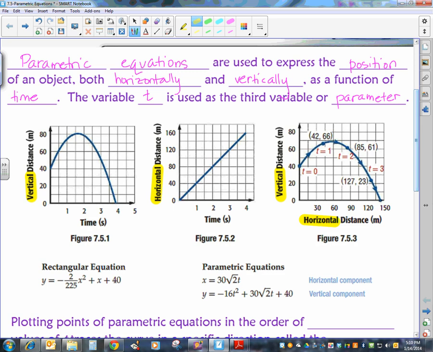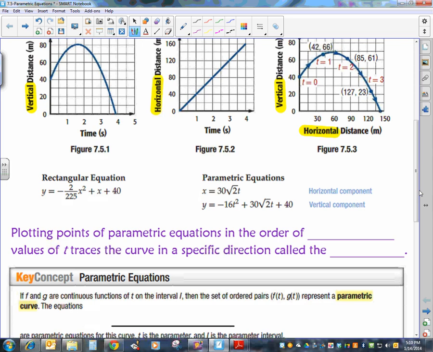As we go through and do these, one of the things to remember is that when you plot the points of a parametric equation, you always want to plot them in the order of increasing values of t. When you plot them in increasing values of t, it traces the curve in a specific direction called orientation.